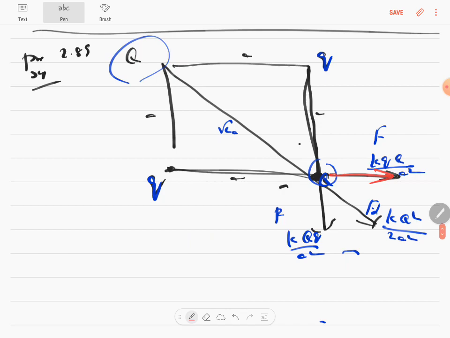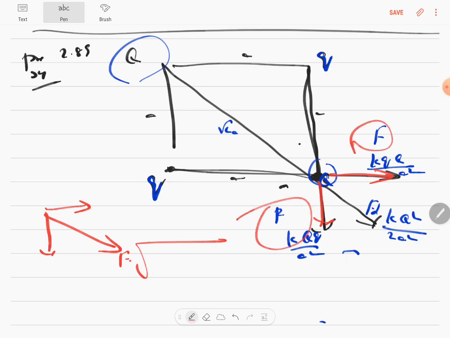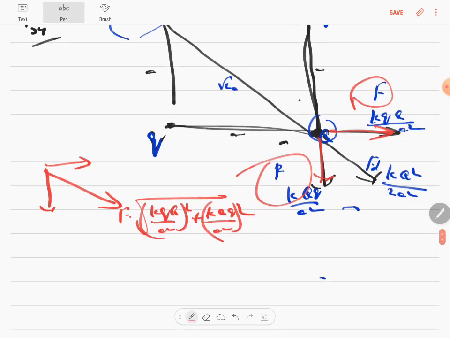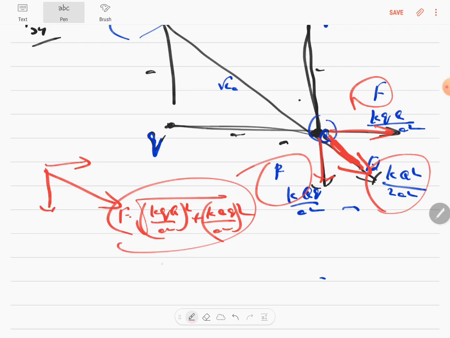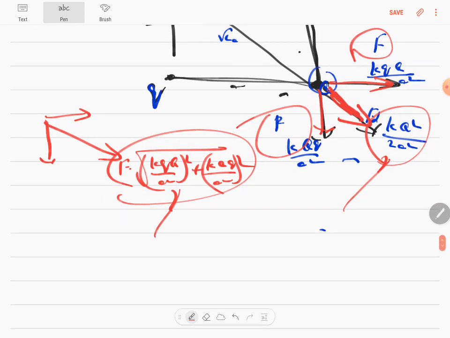Can you take this and this alone? The resultant will be in this direction, which is root of this square plus this square. Okay, so KQ capital Q by A square plus KQ small q by A square. This is the resultant force, and which has to be added to the force of the diagonal. The diagonal force has to be summed up. You have to add this force with this one. Okay, and then write the whole answer. I am sure you understood. This is a way to resolve this question.